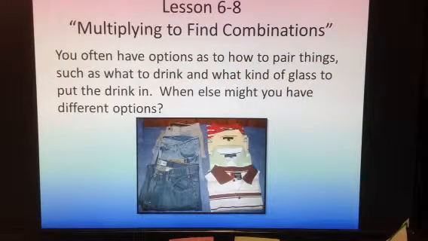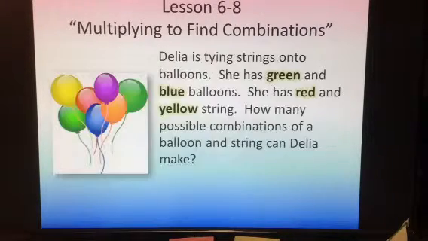You often have options as to how to pair things, such as what drink to drink and what kind of glass to put the drink in. When else might you have options? I thought about choosing what clothes to wear, different shirts to wear, different pants. Students talked about going to a restaurant and choosing what kind of bread and what kind of meat they wanted on a sandwich. Lots of choices in our lives.